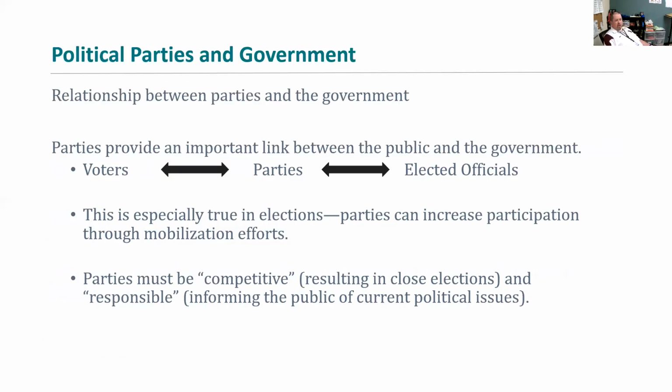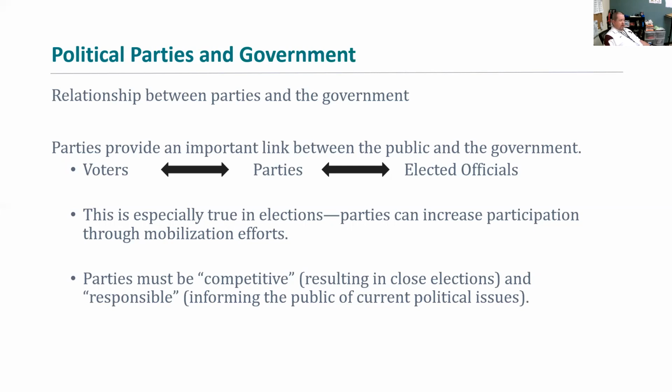So basically, parties are a linkage institution, right? That's what's right there in the middle. So we're the voters. We get to help pick which party we want, and then that party sends elected officials to government in order to govern. So the parties are that avenue to help us pick our governing body, our governors, right? Those people that govern us. Okay.